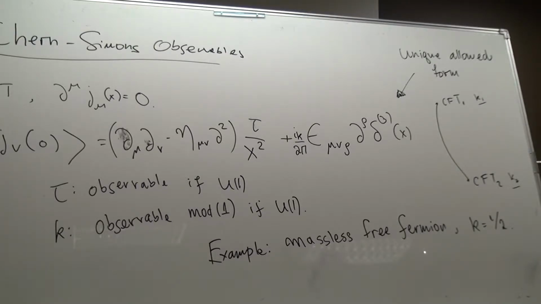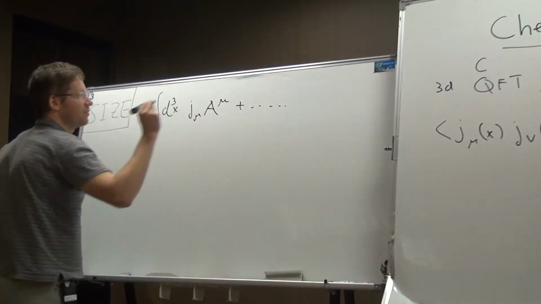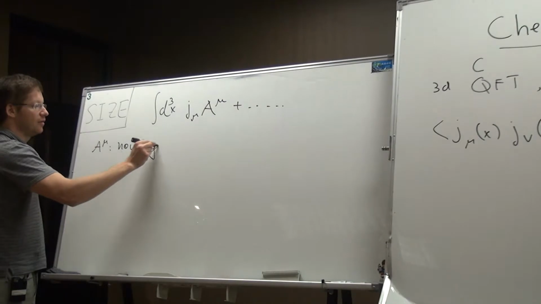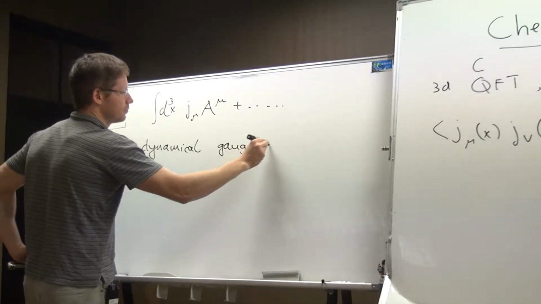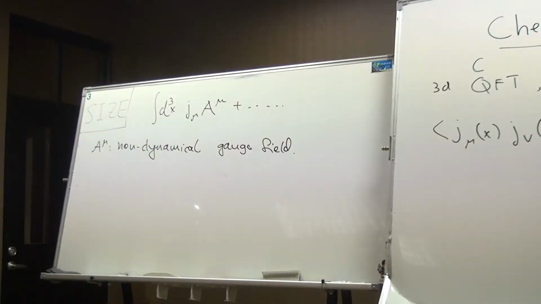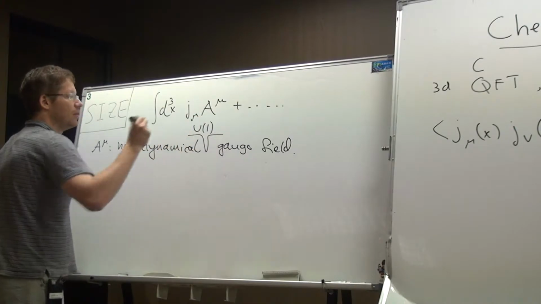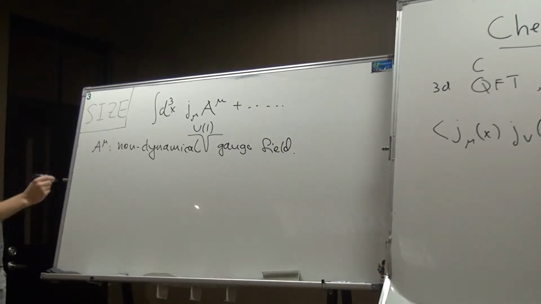So one central idea that I will use many times in what follows is that when you have such a U1 symmetry, it is natural to couple the theory to an external gauge field which is non-dynamical via this coupling, plus similar terms. So A mu is a non-dynamical vector field. A U1 gauge field, non-dynamical U1 gauge field. So it's just an auxiliary object that helps you to bookkeep various correlation functions.